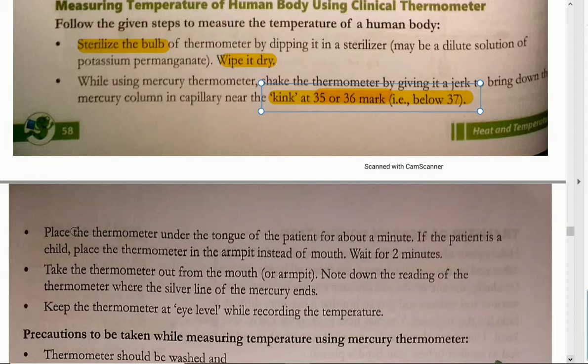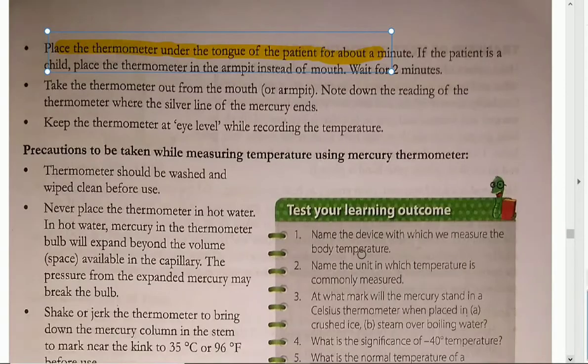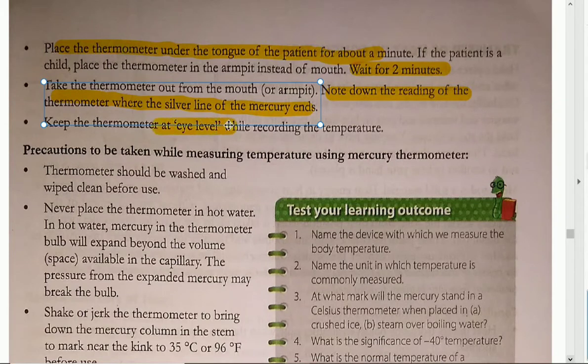Next, place the thermometer under the tongue of the patient for 2 to 3 minutes. Then we can even use it in the armpit. Now note the reading of the thermometer where the silver line of mercury ends. But we have to keep it at our eye level.